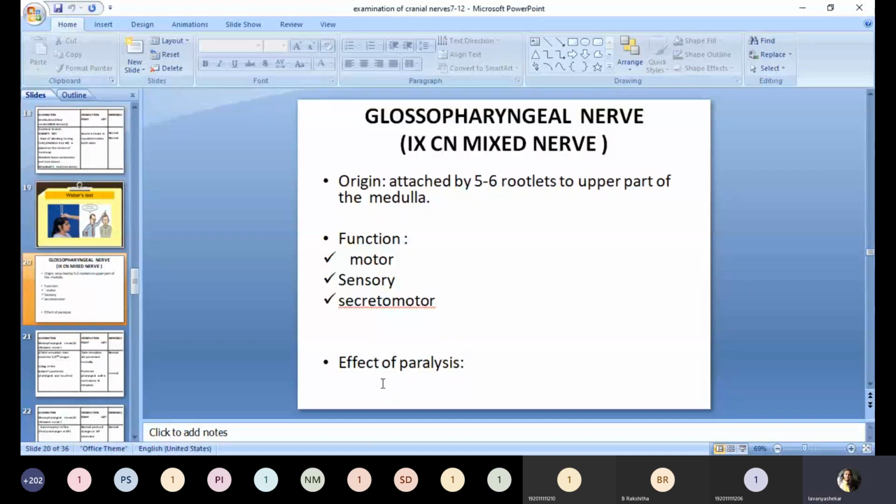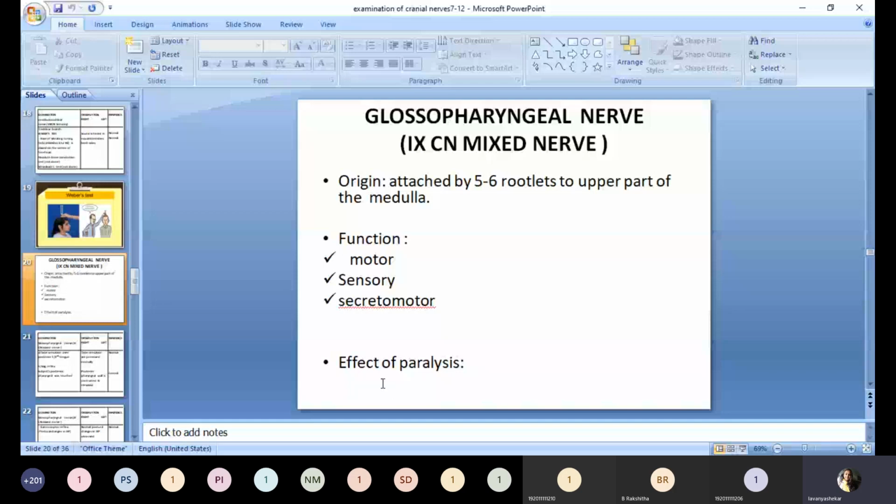So now let us discuss the glossopharyngeal nerve, which is your ninth cranial nerve. It is attached by almost 5 to 6 rootlets to the upper part of the medulla. The glossopharyngeal nerve is a mixed nerve like your facial nerve, so again it has 3 different sets of fibers: the motor fibers, sensory fibers and the secretomotor fibers.